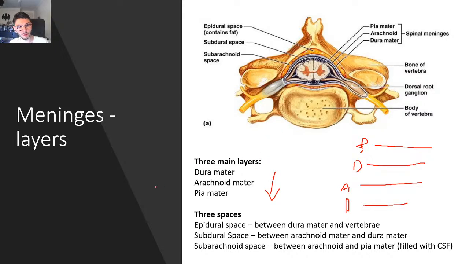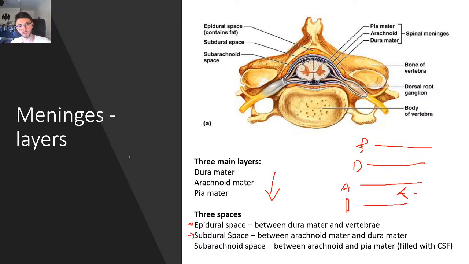We also have something called the subarachnoid space. So that would be here, subarachnoid. A subarachnoid space between the pia mater and the arachnoid mater. And this is the only space that's an actual space, and it's filled with CSF. These first two are called potential spaces. So fluid is normally not there. However, if you have certain conditions like bleeding or trauma, then blood can leak into these spaces and can cause problems, can increase pressure. Much similarly like in the brain.